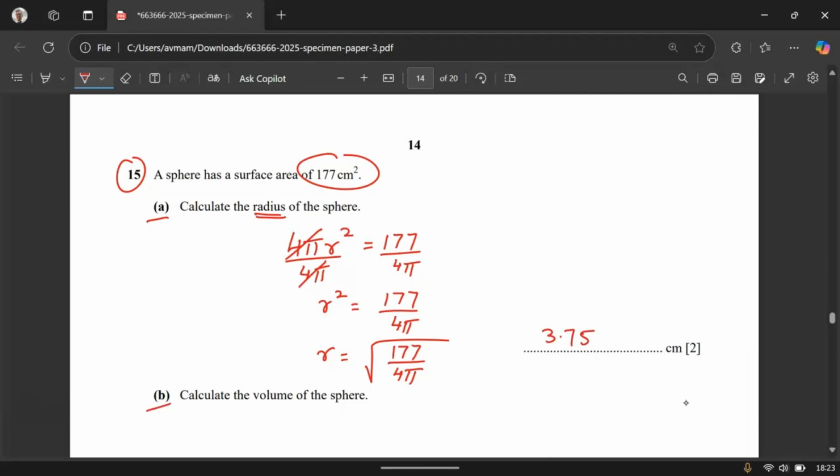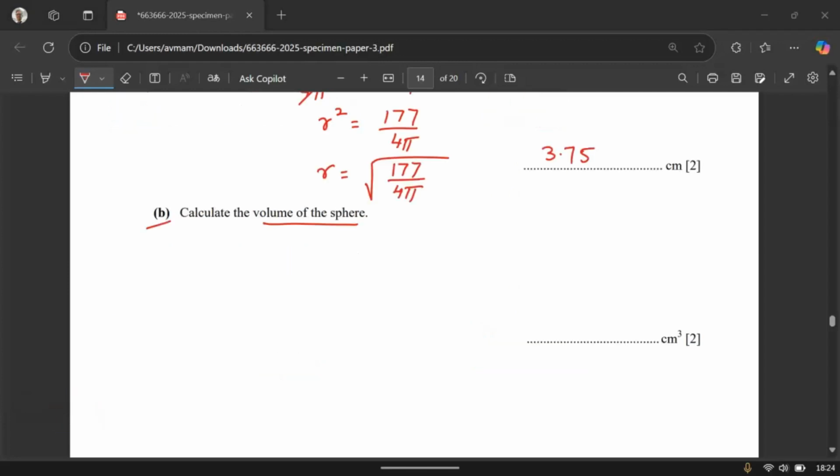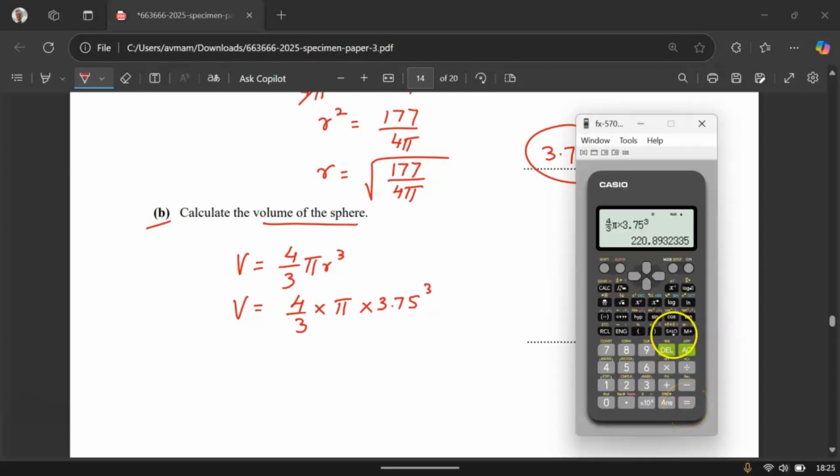In part B, it says calculate the volume of the sphere. Here you have the formula for volume of a sphere, which is 4/3 pi r cubed. So volume is 4/3 pi r cubed, and then the volume is 4/3 times pi times, we found our radius 3.75. Let us use that. 3.75 cubed will give you 220.89.